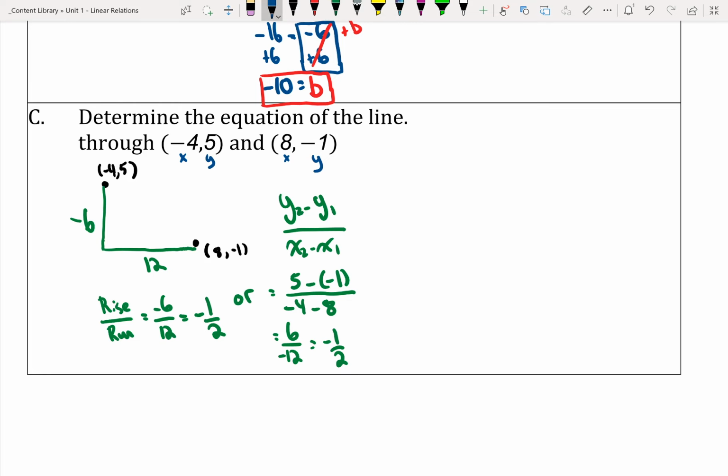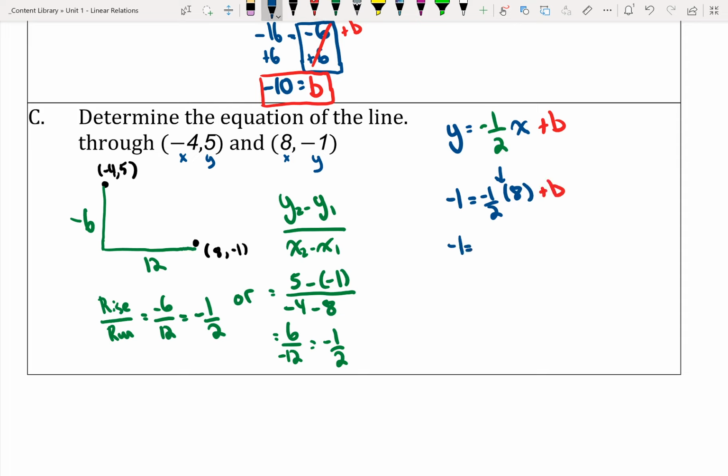Based on that idea that I just found my slope, I know so far that my equation is y equals negative 1 over 2 x plus b. I don't know what my b value is, but I've given enough information to solve for it because I'm given an x and a y value that I can plug in. Right, so I'm going to choose the second point this time. So that means I'm going to replace the y with negative 1. So I get negative 1 is equal to negative 1 over 2 times the x value, which is 8, still plus b because I don't know what that value is.